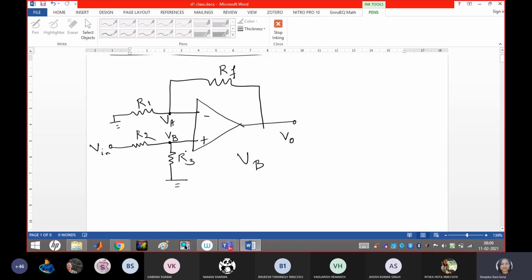So now Vin is not the applied input voltage. It is the terminal voltage only. Now VB is the applied input voltage for this circuit. If VB is the applied input voltage, what is the output voltage equation for this circuit alone? Can anybody say? What is V naught for this circuit? We know that the gain equation for a non-inverting op-amp is 1 plus R by R1, into VB. Okay, you remember this.